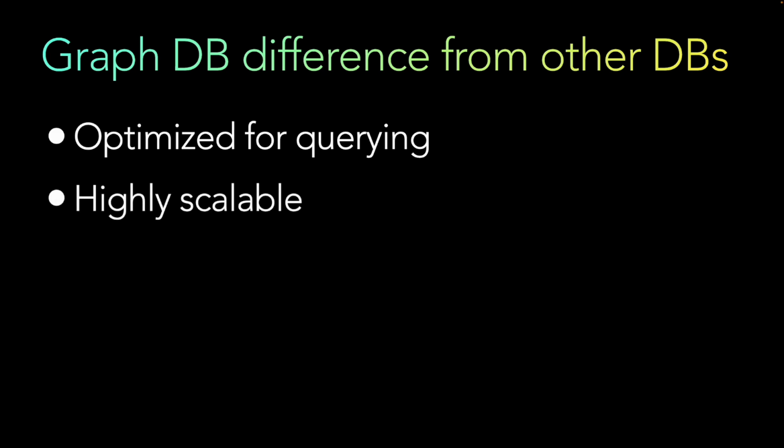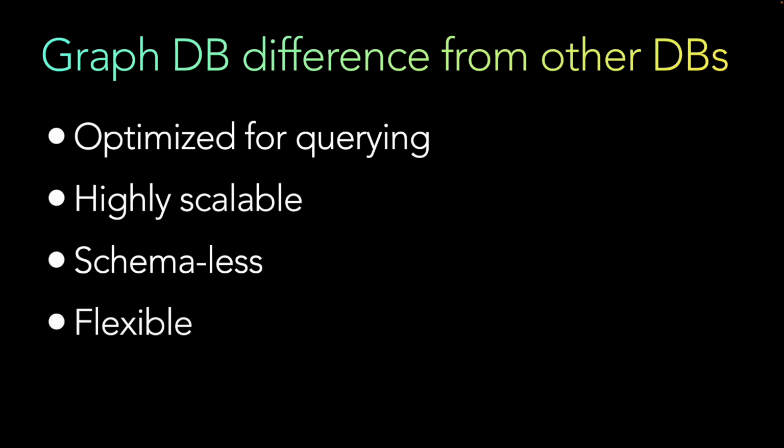Next is highly scalable. They can store and process humongous amounts of data without sacrificing performance. This is because they use a distributed architecture that allows the data to be partitioned and processed across multiple nodes. Next is schemaless. Graph databases are schemaless, which means that the data model can evolve over time without requiring changes to the underlying database schema. This makes it more flexible and adaptable to changing business needs. So it is also very flexible.